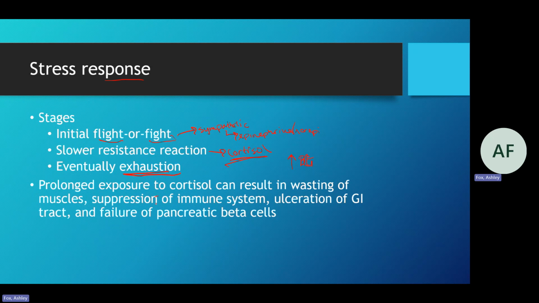It is anti-inflammatory. You suppress your immune system for a long time, so you're getting sick. You actually destroy the linings of your GI tract, so you cause ulcers. And eventually, because of the continuous high blood sugar, blood glucose, you're going to stop your pancreatic beta cells. Beta cells make insulin. Insulin is trying to decrease your blood glucose, get it back to normal.